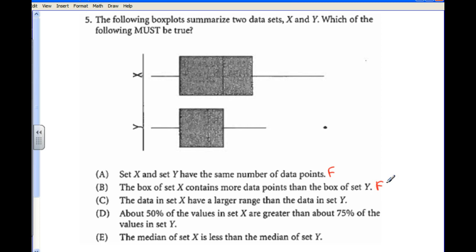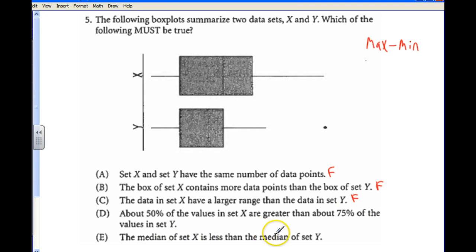The data in set X have a larger range than the data in set Y. So the range is the max minus the min. It's just a value. The value of this minus this is quite large, but here there's an outlier. That seems to be about the same distance here, so it looks like pretty much the same range. So I would not say it's larger. Let's look at the last one.